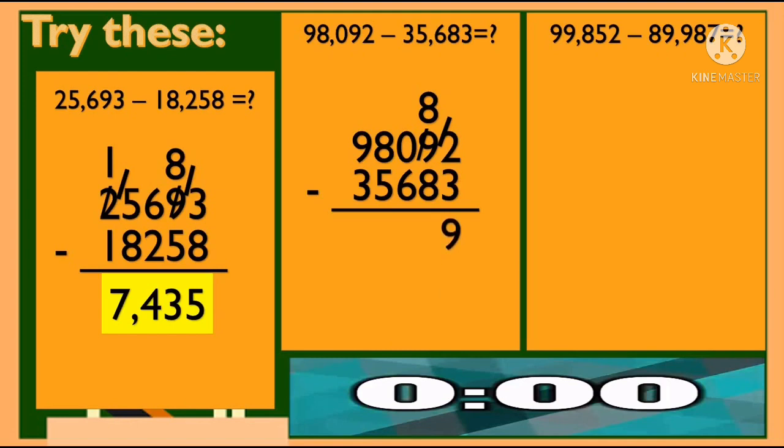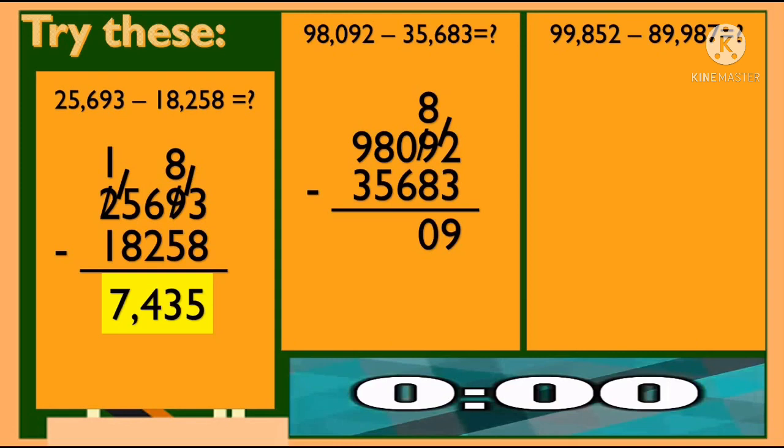Very good. 8 minus 8. If they're the same, our answer is 0. Remember that one. If you are subtracting numbers and they're the same, the answer is 0. Okay, how about 0 minus 6? 0 minus 6. Can or cannot?